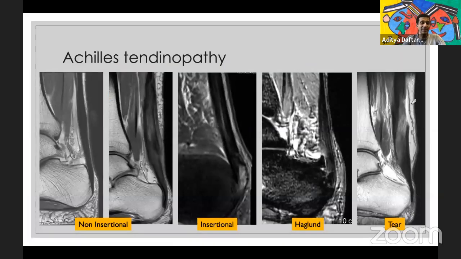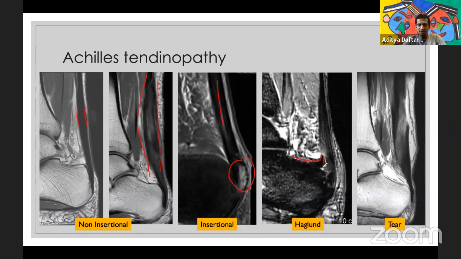When it comes to the Achilles tendon, you can see obviously just fusiform thickening of this Achilles tendon, which is non-insertional Achilles tendinopathy. You can see this more heterogeneous and diffuse Achilles tendinosis. You can see an insertional one, so you see a small little linear split here, but you also see this insertional Achilles tendinosis, and along with it, you can see inflammation or edema in this bone spur or the Achilles insertional spur.